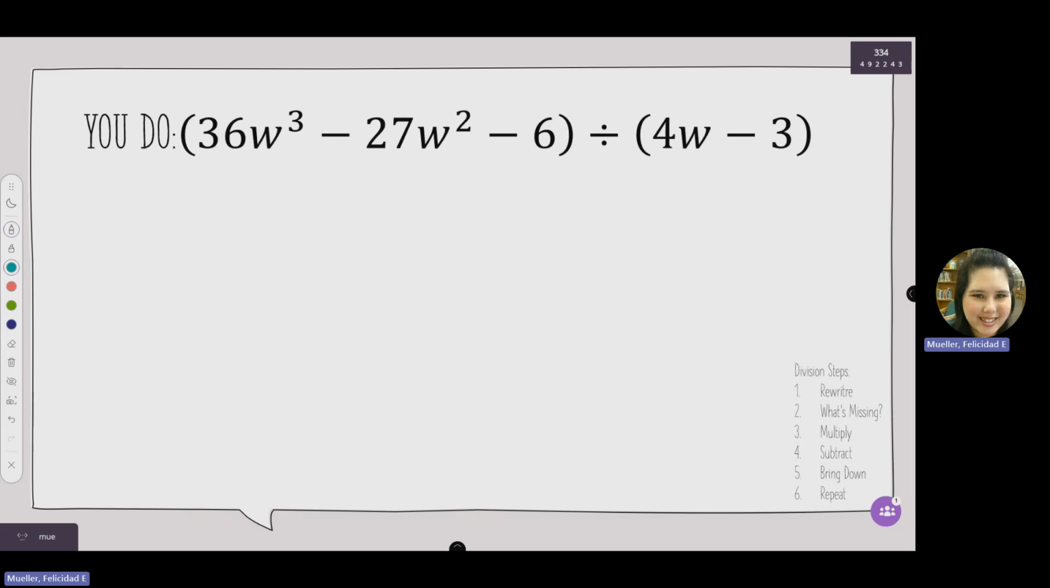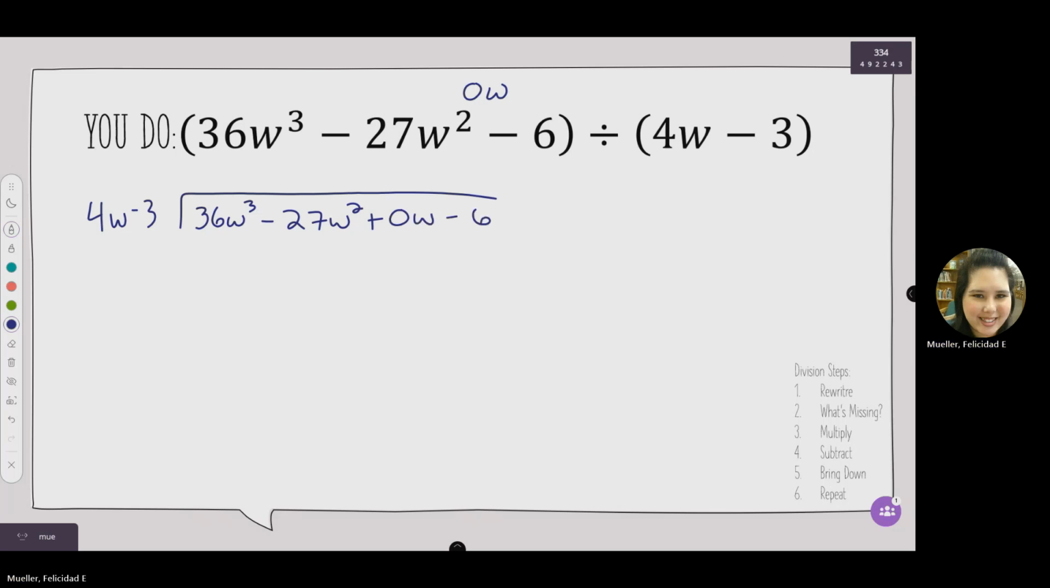And for our last question, we have 36w cubed minus 27w squared minus 6 divided by 4w minus 3. Go ahead and try this problem. All right, coming to go ahead and check it out. I have 3, 2, 0, so we are missing a 0w. So my divider is 4w minus 3 dividing 36w cubed minus 27w squared plus 0w minus 6. So we're going to go ahead and start this.